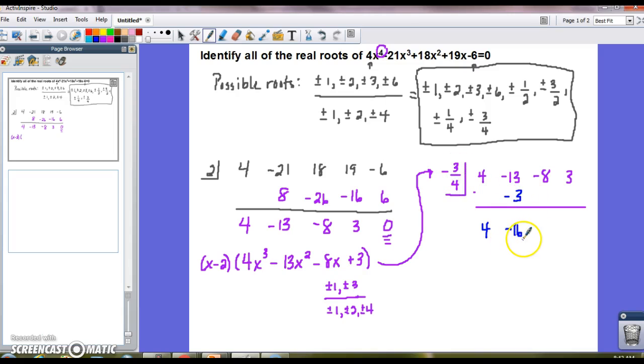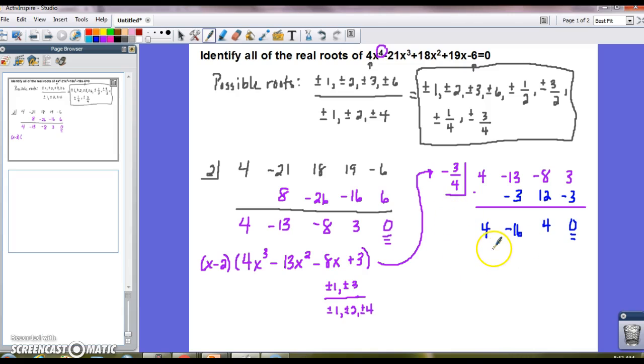Now I'm doing -3/4 times -16. That gives me +12. When I combine those together, I end up with 4. -3/4 times 4 gives me -3. When I add those together, I get 0. Perfect. Okay, so now I also know that -3/4 is a root.